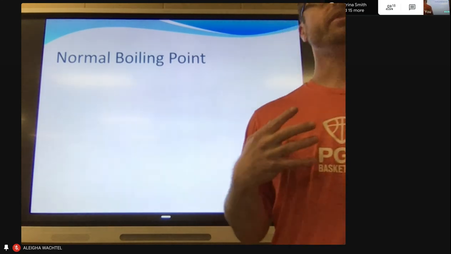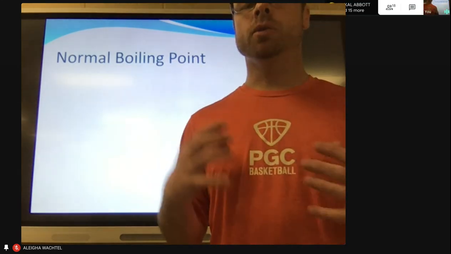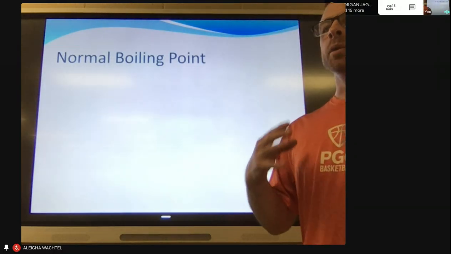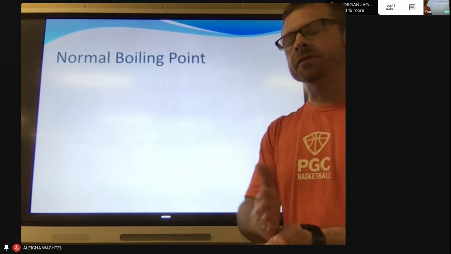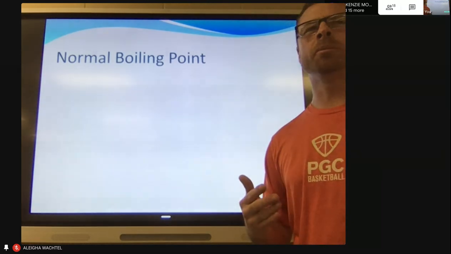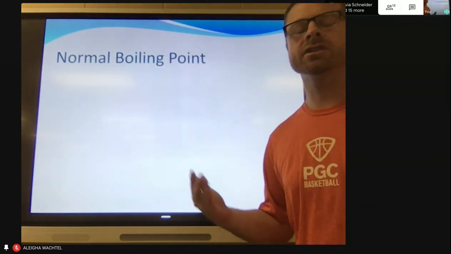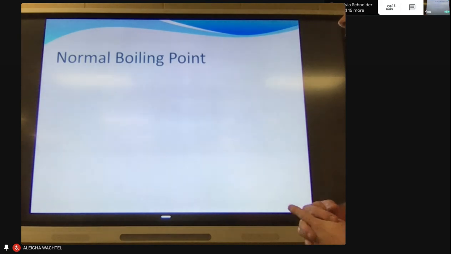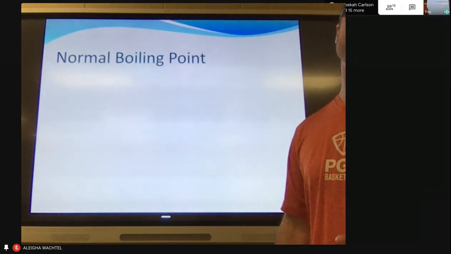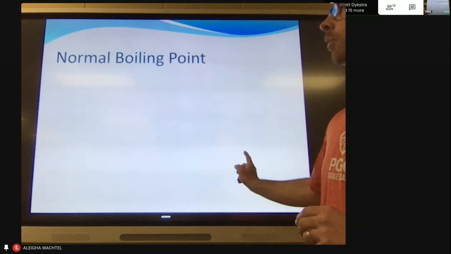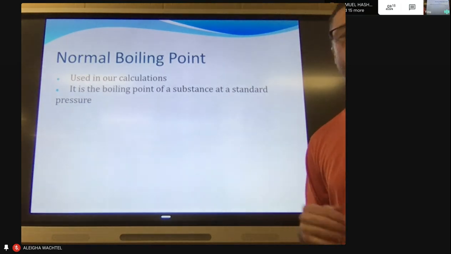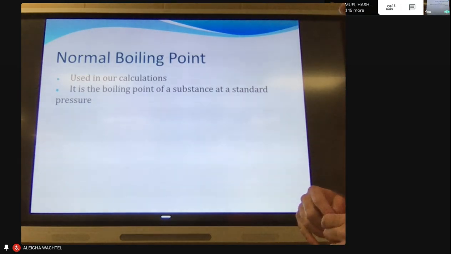All right, so here's the deal. When you are boiling something, we don't want to memorize 755 different boiling points based on where you're at. Also, I will tell you right now, the boiling point in Sydney changes because air pressure changes. So what you learned as kids about freezing points and boiling points of water are things called the normal boiling point. The normal boiling point is what we use in all of our calculations. It's the boiling point of a substance at a standard pressure.